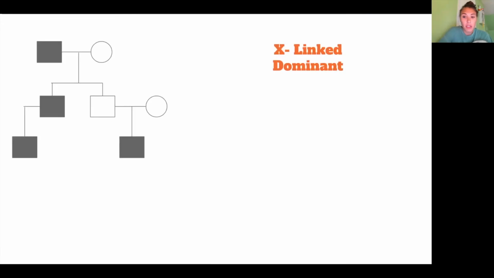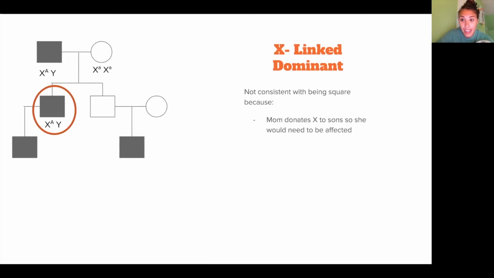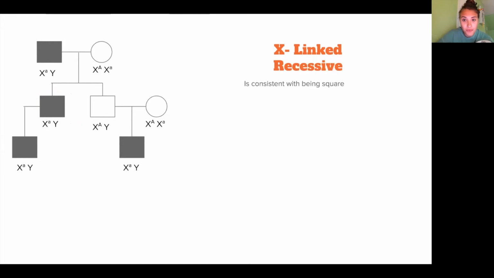So for X-linked dominant, we can see that if you have the trait of being square, you should have a dominant allele. Well, that would not make sense in this case because Sherm is square and needs a dominant allele, but he gets his X from his mom, who is round, not square. So that one's not possible. X-linked recessive would be consistent with the trait of being square in this family.